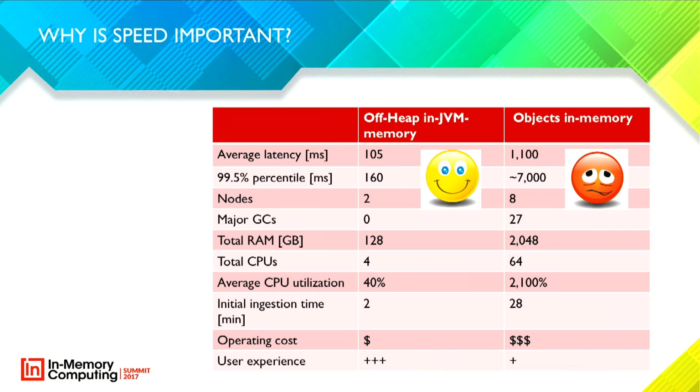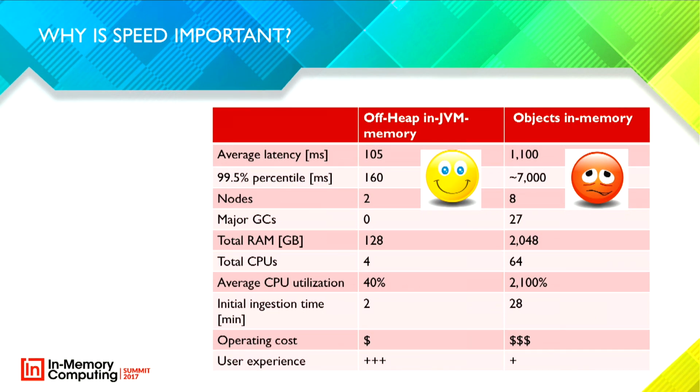We could do, instead of 8 nodes, 2 nodes. We didn't have any major garbage collection because we didn't create any objects, whereas this has 27 major collections. We could have much less RAM because it's more efficient, and much less CPU because it's more computationally efficient. And you don't have to spend a lot of heating doing garbage collection all the time. The average utilization was 40%. That means that we only used a fraction of 1 CPU, whereas here you had to use like 20 CPUs.